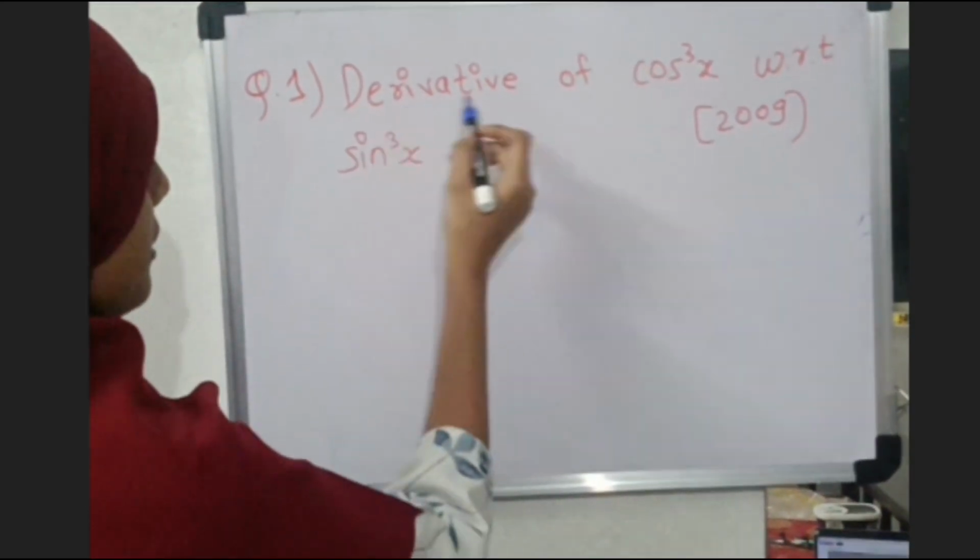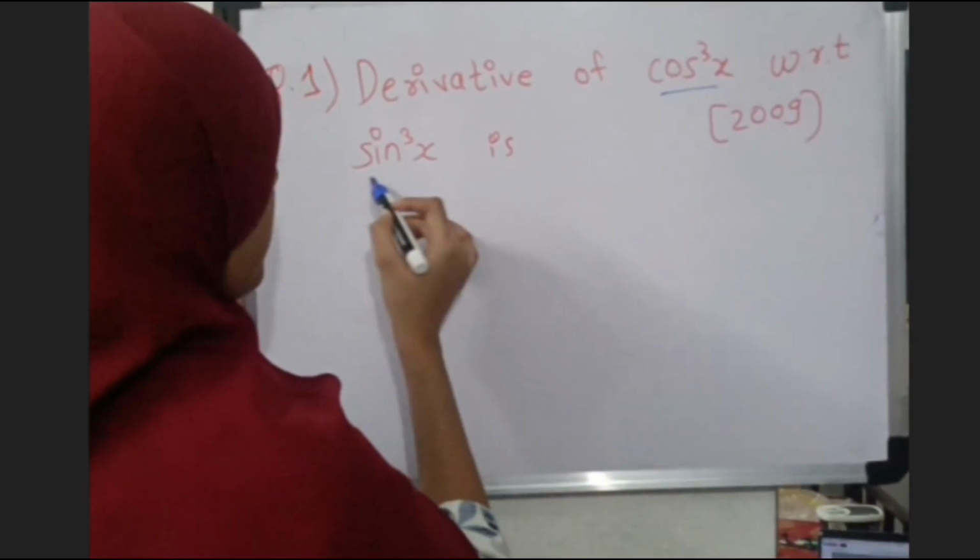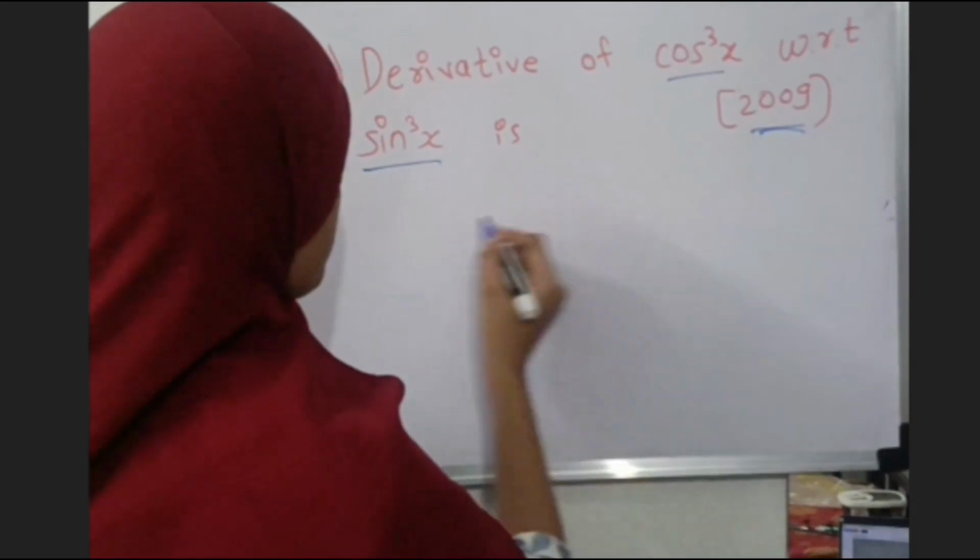Let's move towards our next question. We have to find the derivative of cos cube x with respect to sin cube x. It is repeated in 2007.